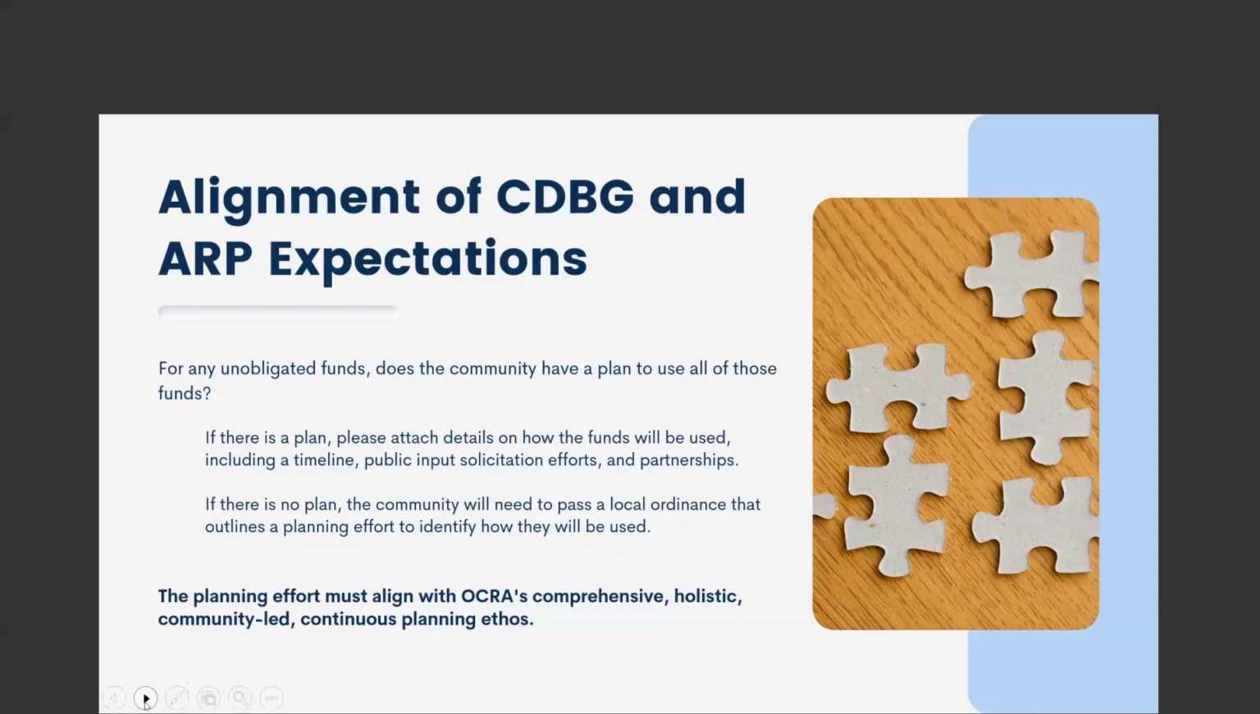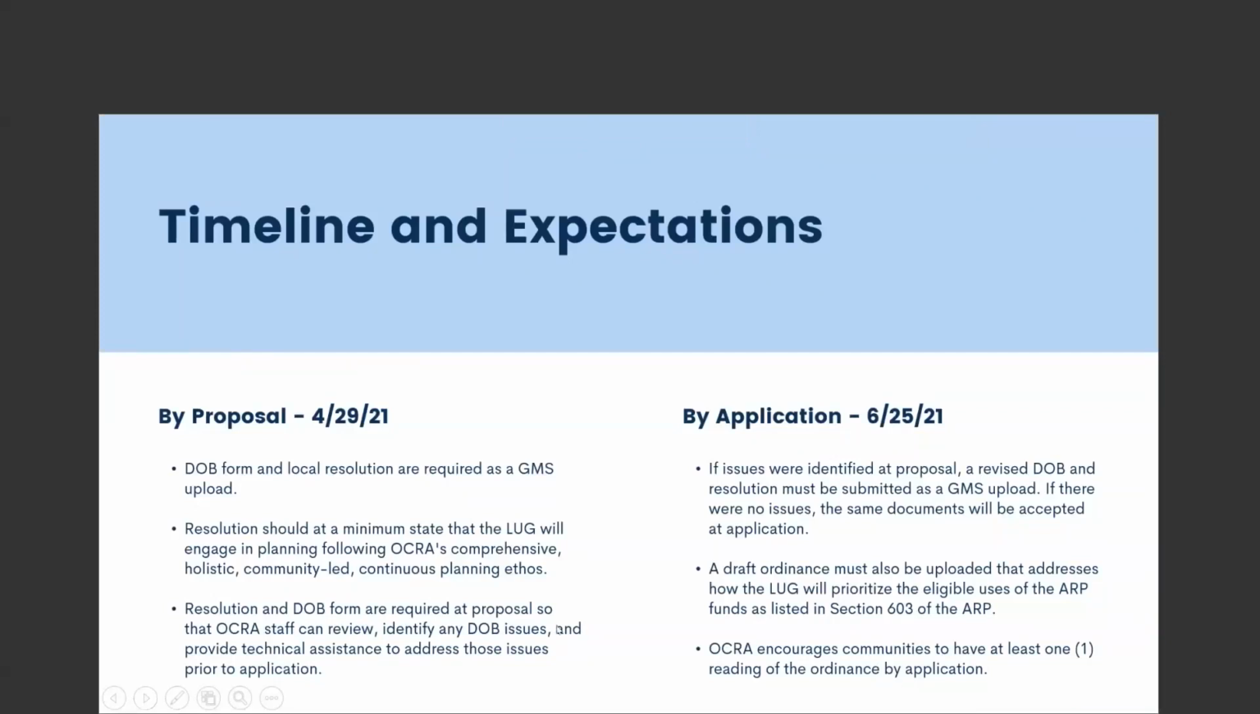Now, with this next round, we have a couple of defined expectations and timeline to determine all of this. So this is really how all of this interrelates together. By proposal, which is due on 4/29, so the end of this month, we need the duplication of benefit form completed, and I'll go over in a second how to complete that, and also a local resolution that outlines how you will be using any unobligated funds or planning for any unobligated funds.